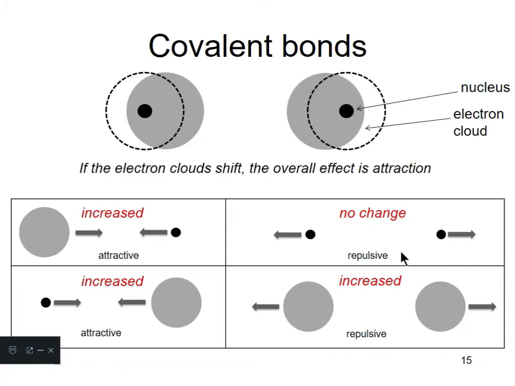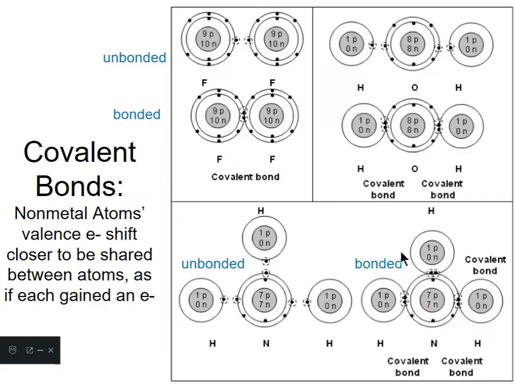This is a net gain of a lot more attraction between these. So this ends up being a stronger attraction between these two atoms if those electron clouds move. And that's what really happens in a covalent bond. I'm going to show it a little bit here.